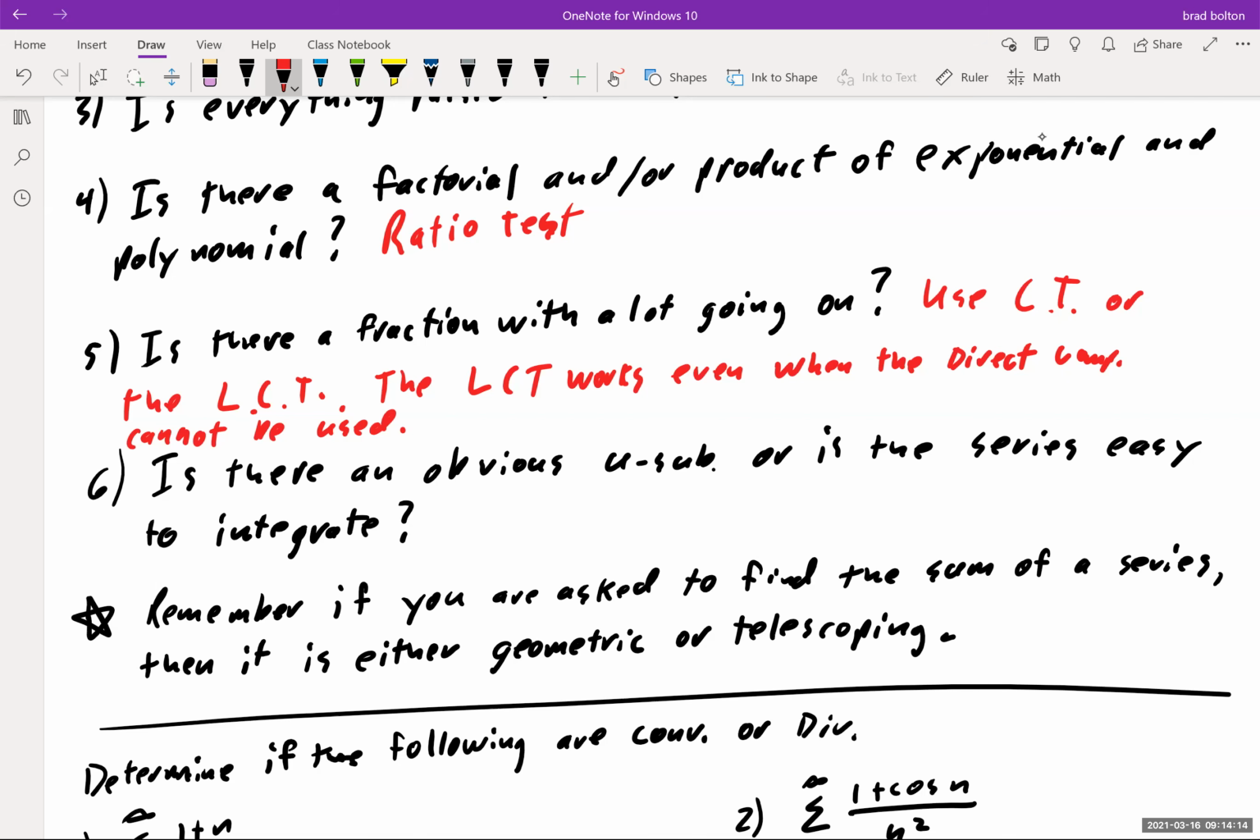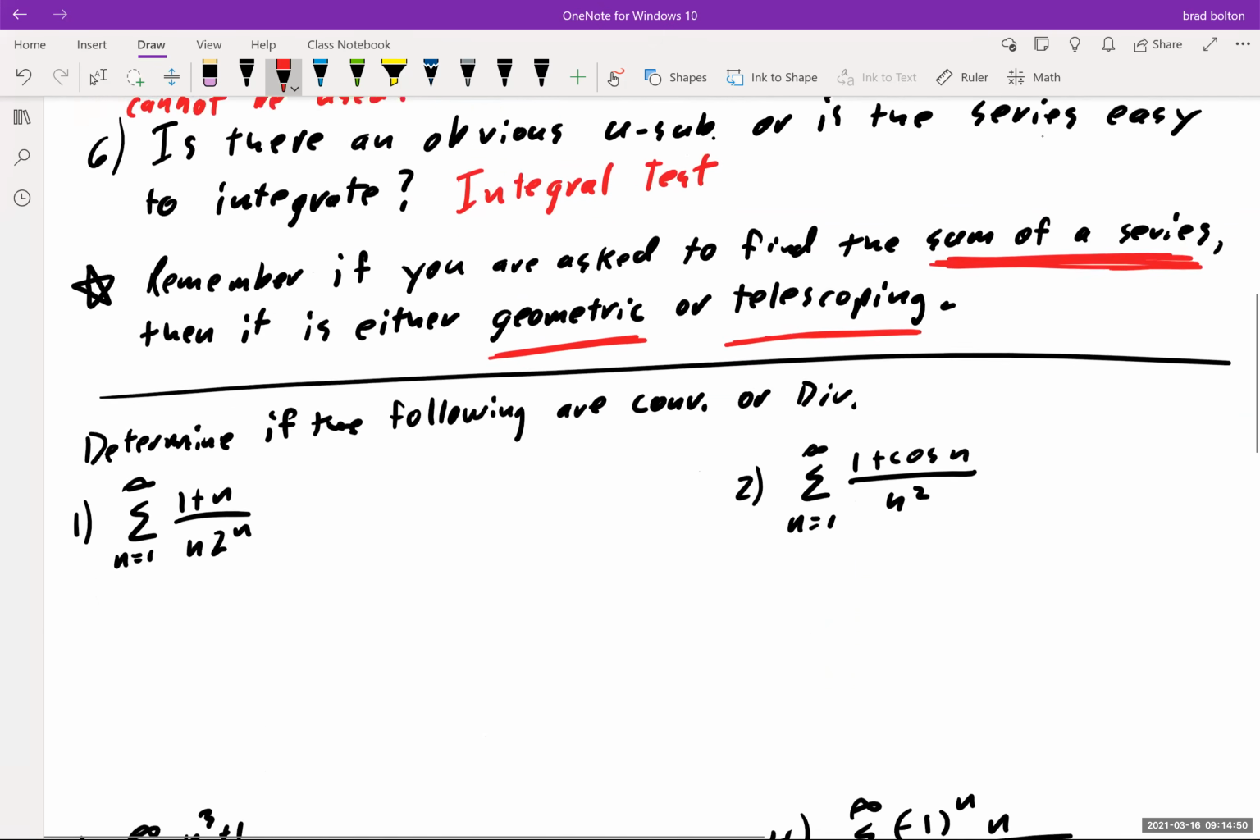Is there an obvious U sub, or is the series easy to integrate? Well, then we know that will be the integral test. Okay, so remember, if you are asked to find the sum of a series, if they ask you, is it convergent or divergent, and then it follows with, if convergent, find the sum, then you know it has to be a geometric or a telescoping, right? The approximation thing we're kind of using right now for alternating series, but that's not the exact value, that's the approximation. So if they want to know the actual sum, then it's got to be a geometric or telescoping. So that should be a dead giveaway when you're dealing with one of those problems.